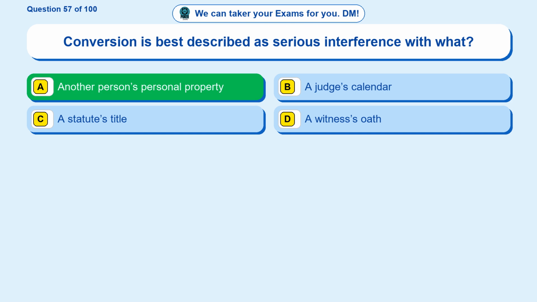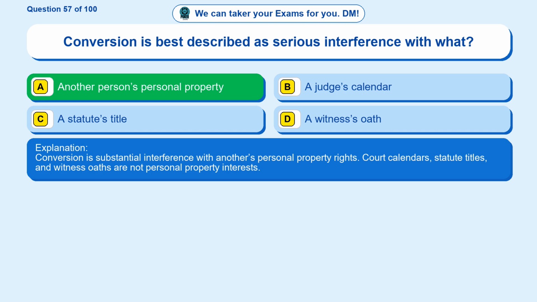The correct answer is option A, another person's personal property. Conversion is substantial interference with another's personal property rights. Court calendars, statute titles, and witness oaths are not personal property interests.